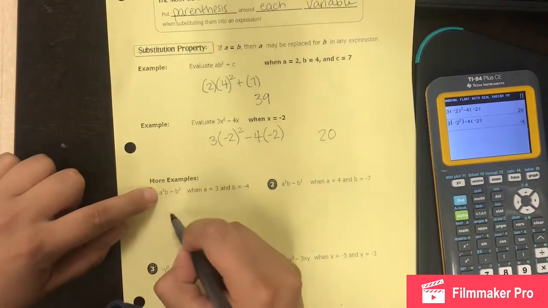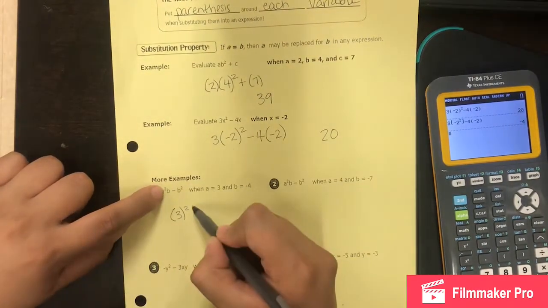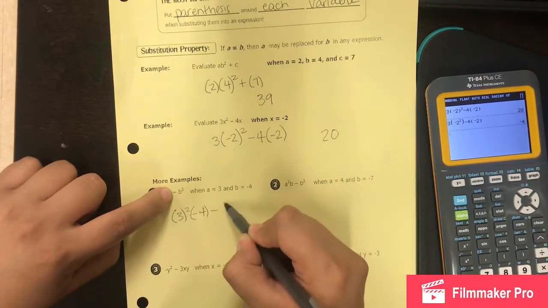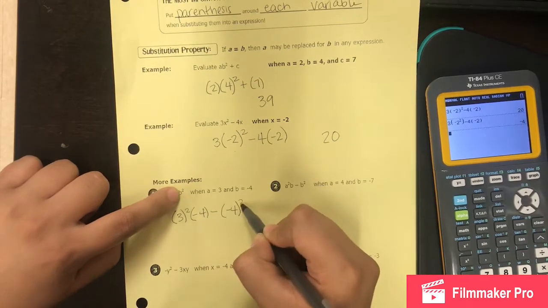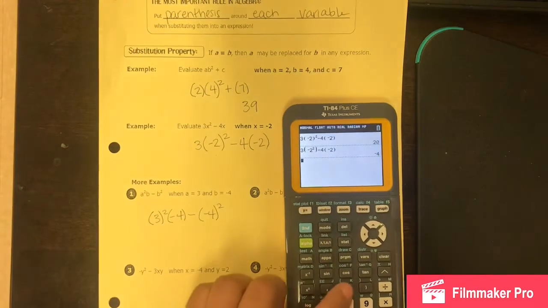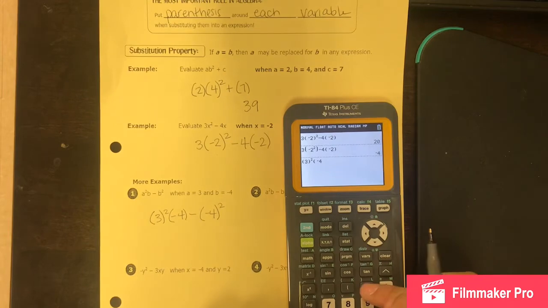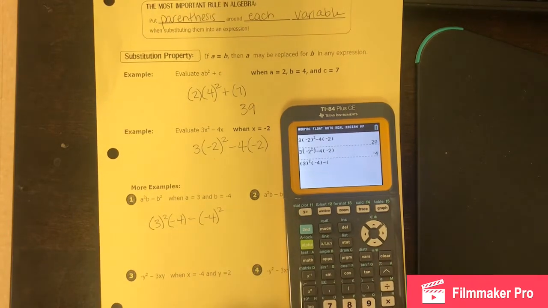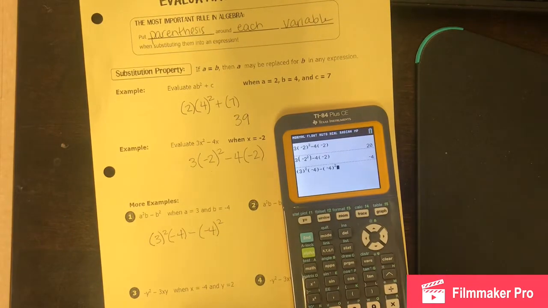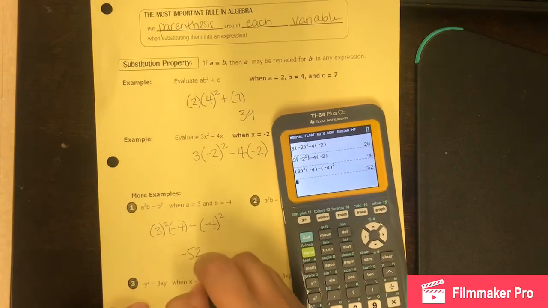Starting with A, parentheses 3. A is squared, so outside the parentheses. B is -4. Minus B again, which is -4, and squared outside the parentheses, okay? Then I just type it in. Be careful with negatives and subtractions. Parentheses -4. Minus parentheses -4 parentheses squared. I know it's a lot of parentheses involved, but it makes your life a whole lot easier. Hit enter and you do get a -52.